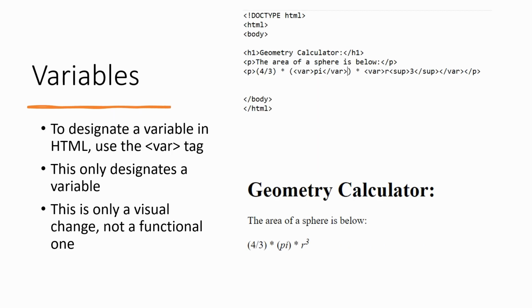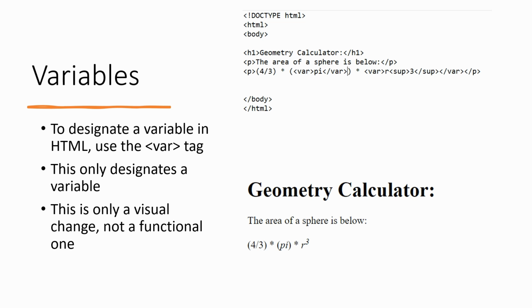To designate them, we would use the var tag, which is an abbreviation for the word variable, followed by and preceded by the less than and greater than symbols. This only designates a variable. This is only a visual change, not an actual functional one.